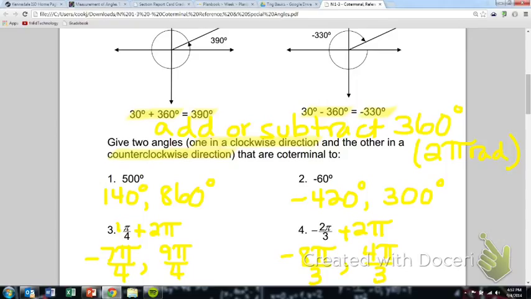When you're adding, you're finding the one that would be in a counterclockwise direction, and when you subtract 360, you're finding the one that would be in the clockwise direction.